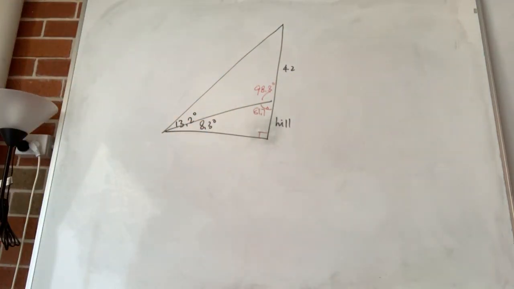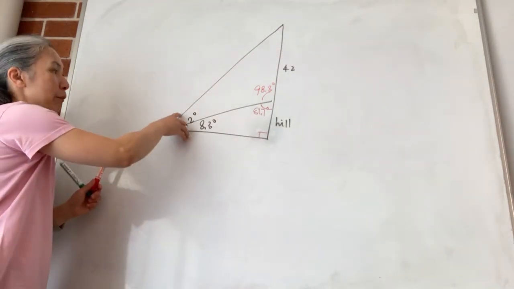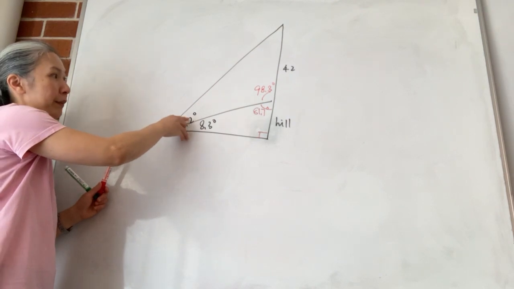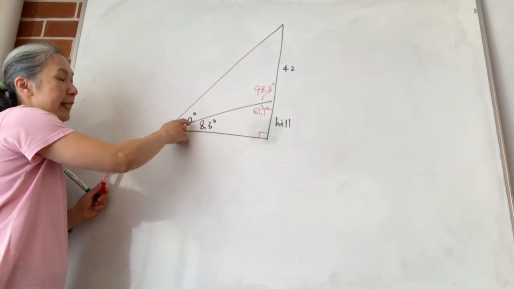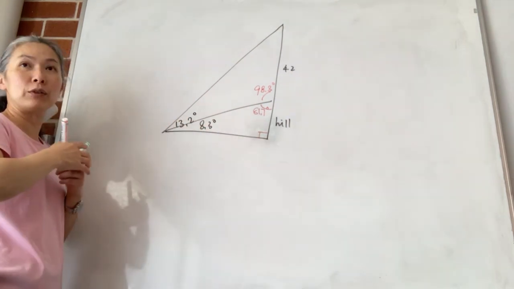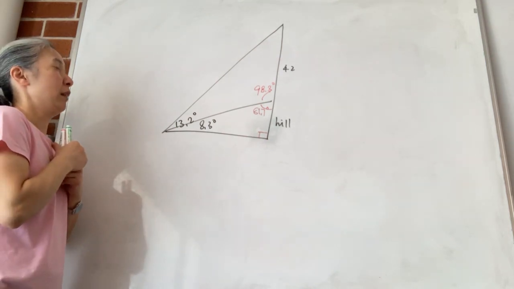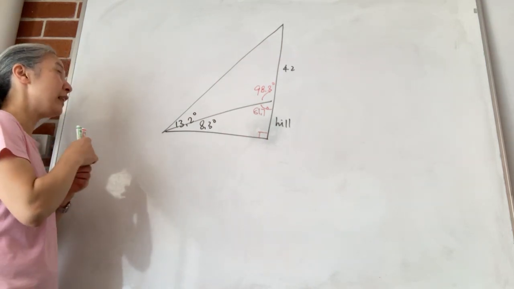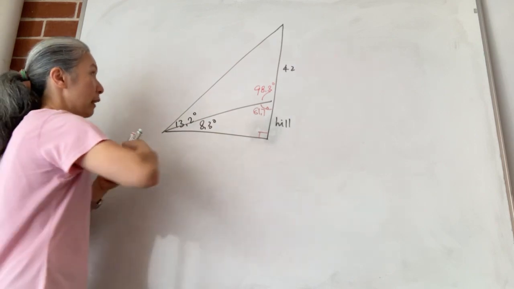Okay. And then you can find that top angle. Yes, you can find out the top angle because this one is 13.2, which is this big angle. So you have 180 minus 90 minus 13.2, which is going to be 76.8. Is that right?